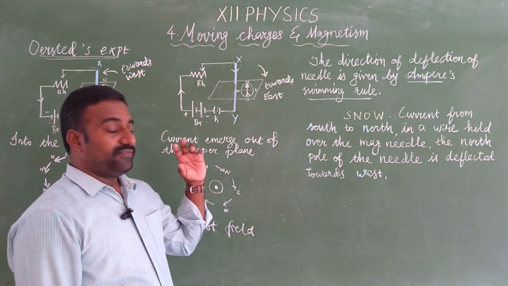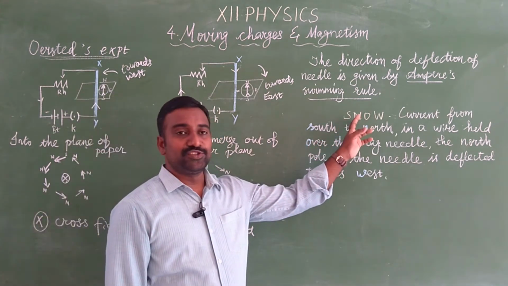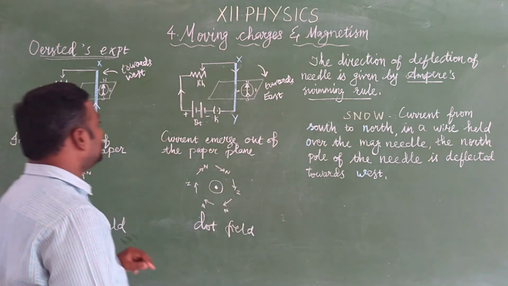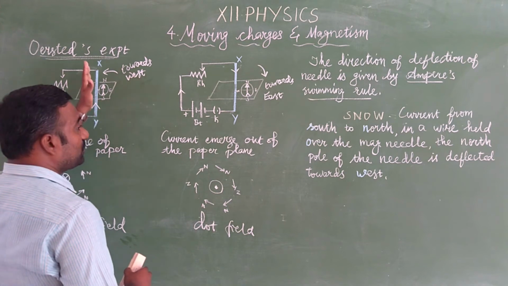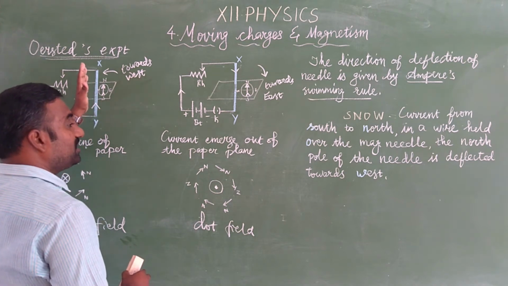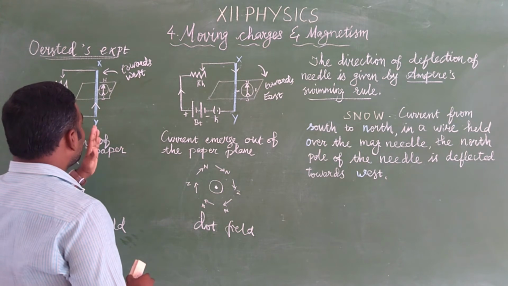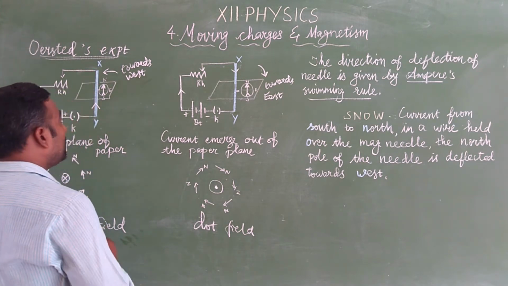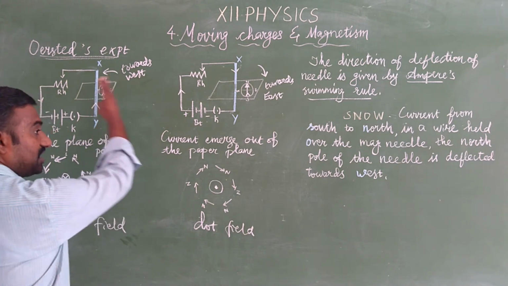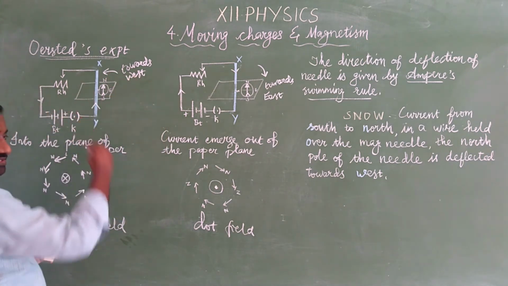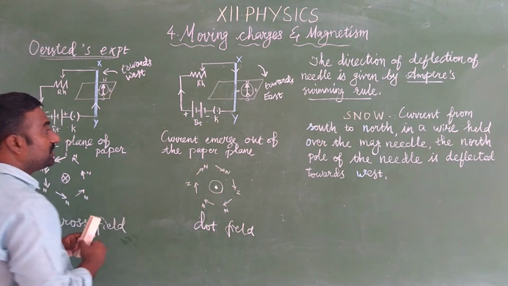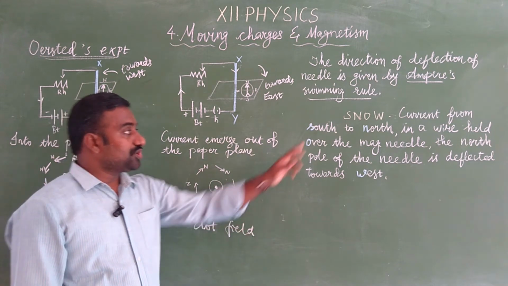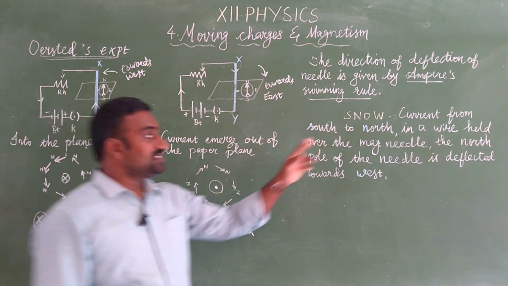Okay, for a shortcut we can use the key point SNOW. What is SNOW? SNOW means current from south to north in a wire held over the magnetic needle. The north pole of the needle is deflected towards west. So Ampere's swimming rule is used to verify the direction of the deflection of the needle, and the shortcut is SNOW. So don't forget what SNOW is.